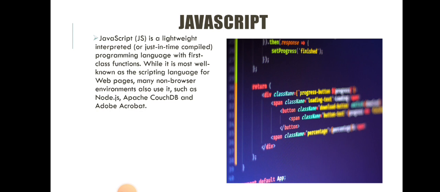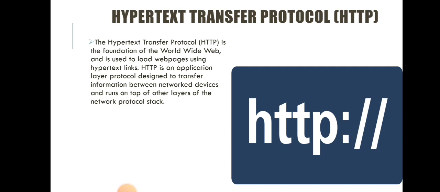While it is the most well-known scripting language for web pages, many non-browser environments also use it, such as Node.js, Apache CouchDB, and Adobe Acrobat. Hypertext Transfer Protocol. Hypertext Transfer Protocol is the foundation of the World Wide Web, and it is used to load web pages using hypertext links. HTTP is an application layer protocol designed to transfer information between network devices and runs on top of the other layers of the network protocol stack.